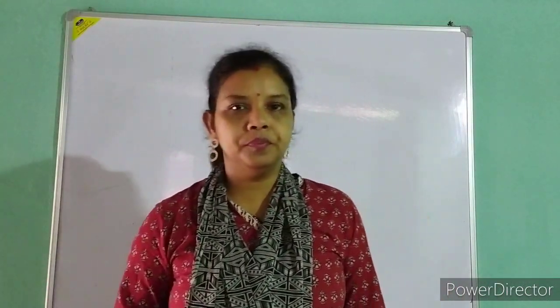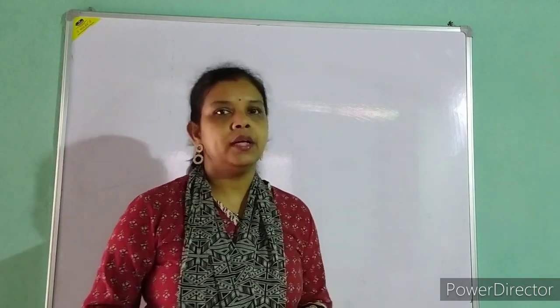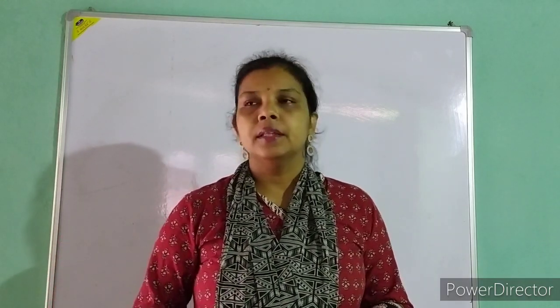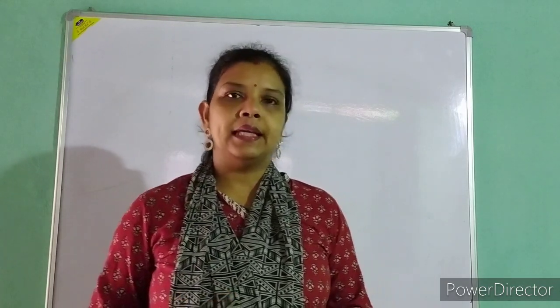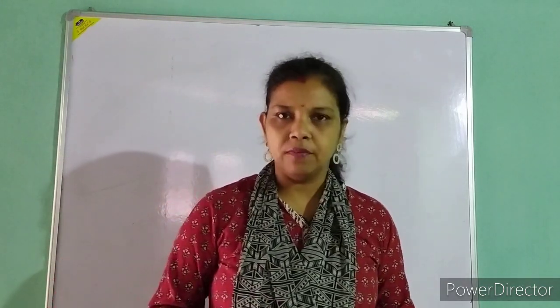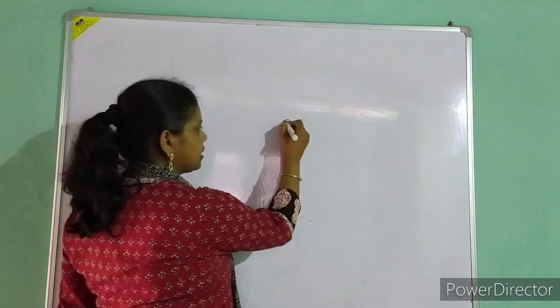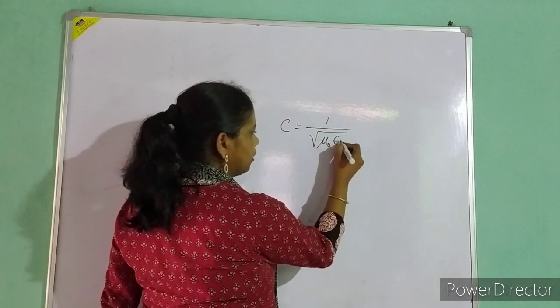Today I would like to discuss with you the concept of electromagnetic waves. Already the definition has been told to you, what electromagnetic waves are, and I have given you some properties also. Like, electromagnetic waves travel with the speed of light, and the speed of light is given by c equals 1 by root over mu naught epsilon naught.